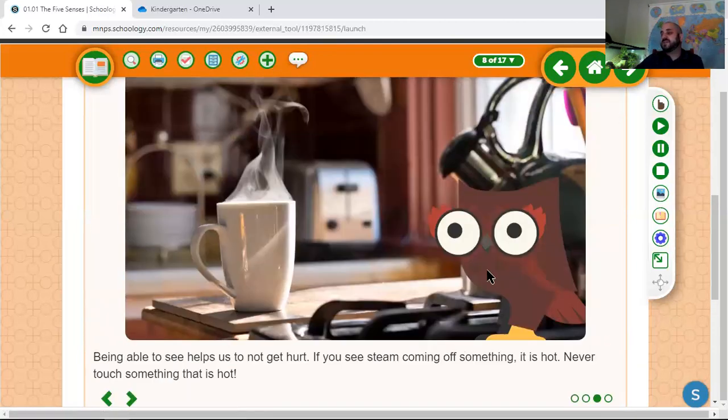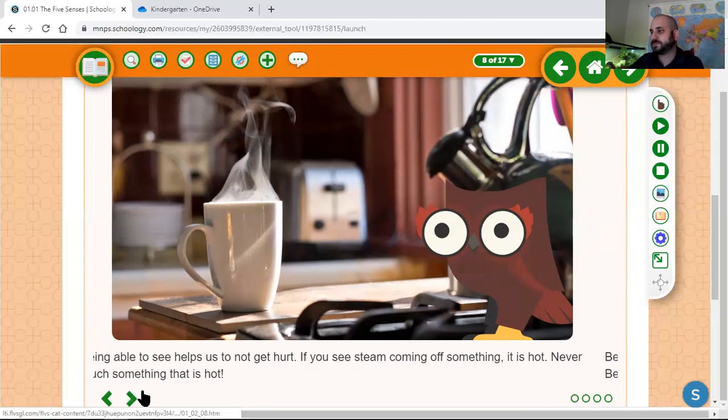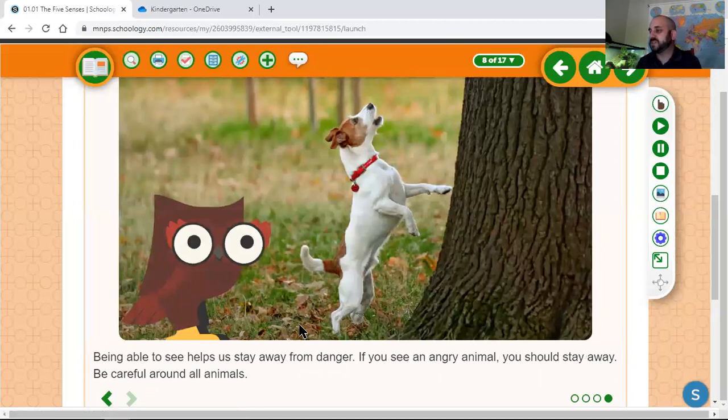Okay, next, being able to see helps us not get hurt. If I see steam coming off of something, it is hot. Never touch something that is hot. Being able to see helps us stay away from danger. If I see an angry animal, I should stay away. I should be careful around all animals.